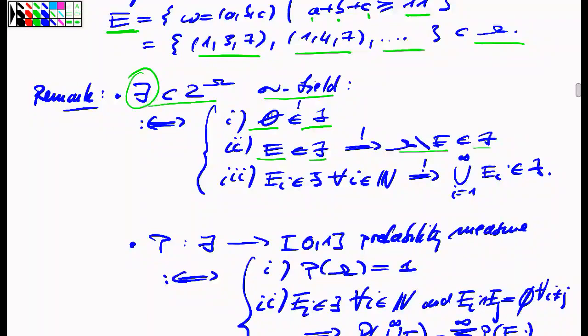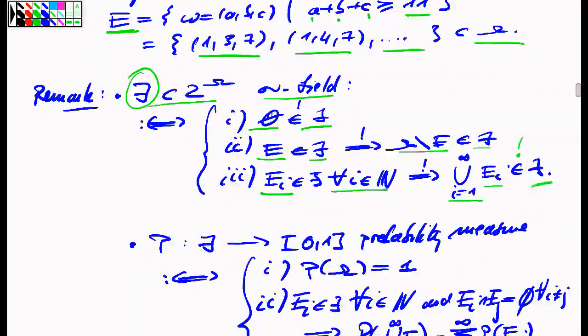And the third property which we want to make sure for the set of events that we want to deal with is that the set of events is stable under taking the countable union of sequences of events. So in other words, if we have a sequence of events, then we can talk about the set theoretic union of these events. And what we want is that the union of these events is again a proper event.